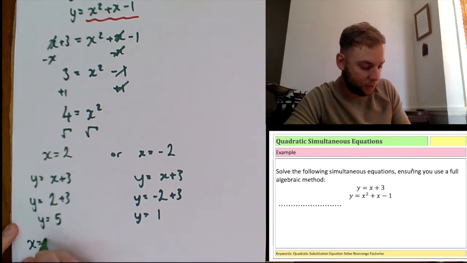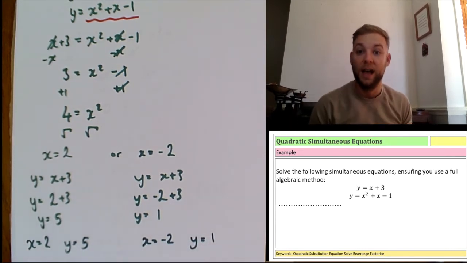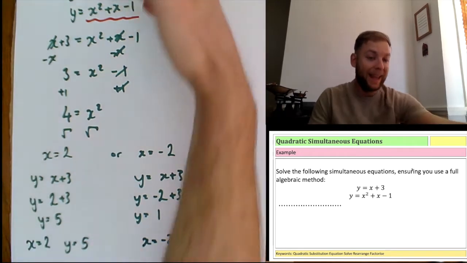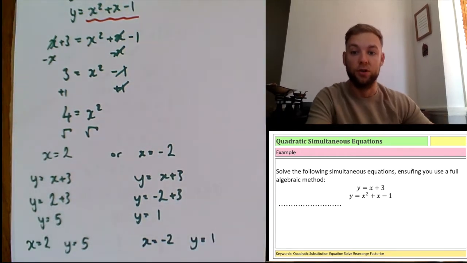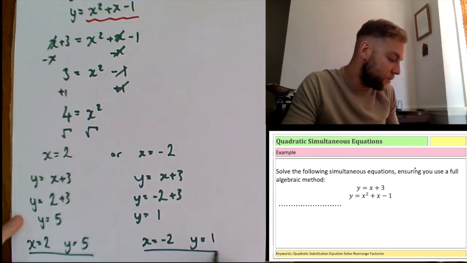So then to finish this off, we're going to write both of these solutions down. So x is equal to 2 when y is equal to 5, and x is equal to minus 2 when y is equal to 1. Brilliant. And that's that question done. Again, it is quadratic, and we do get two solutions, but we do need to make sure that we're writing down what the final two solutions are.